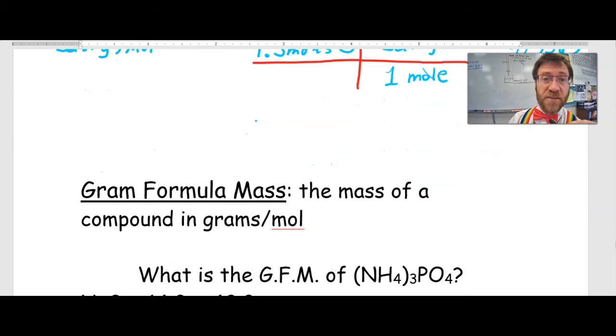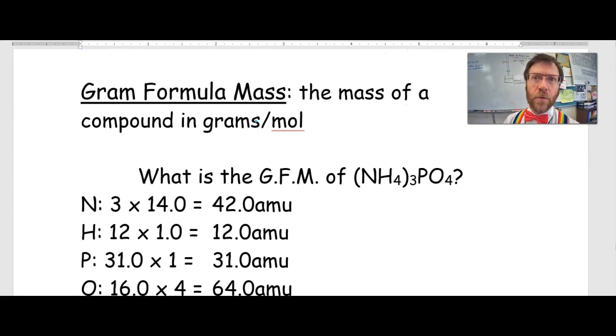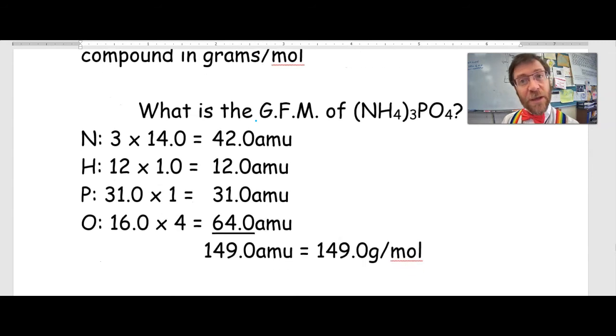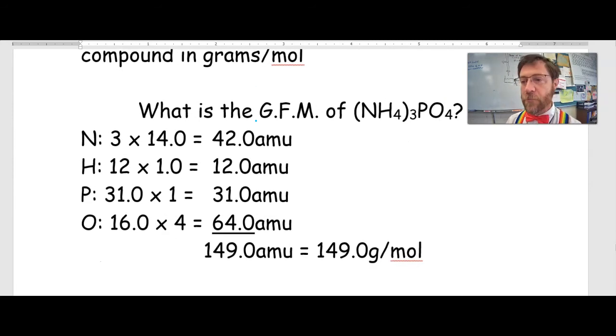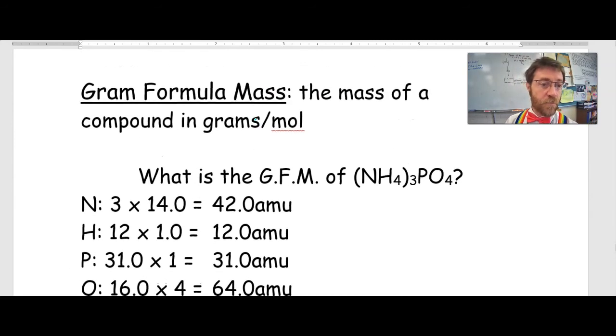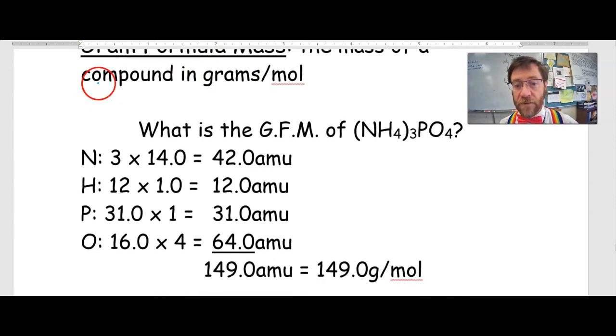Okay, so now, that was called the gram atomic mass. That's for atoms. That's why we call it gram atomic mass, 1 atom at a time. Now, if you happen to have a molecule or a compound, like a bunch of different elements all smashed together, or same elements all smashed together, it's just like we did before. It's the gram formula mass. Same thing as the atomic mass or the formula mass, but now we just put the word gram in front of it.